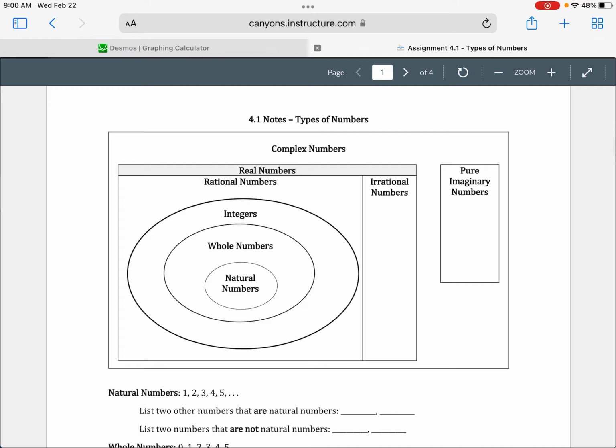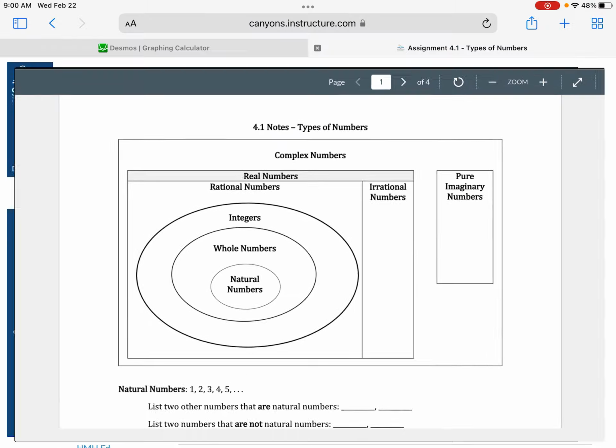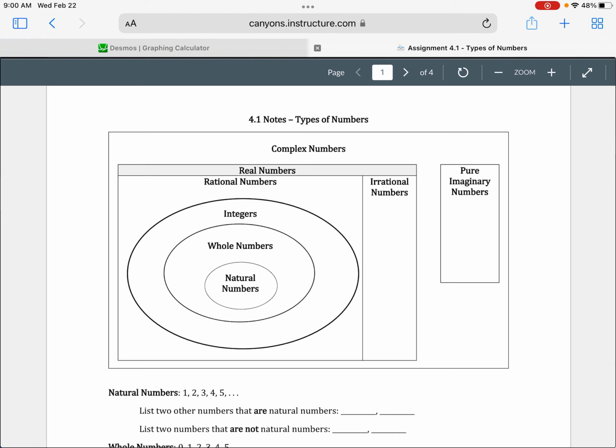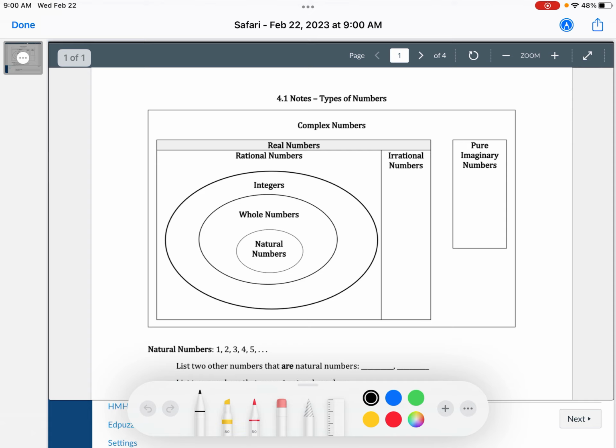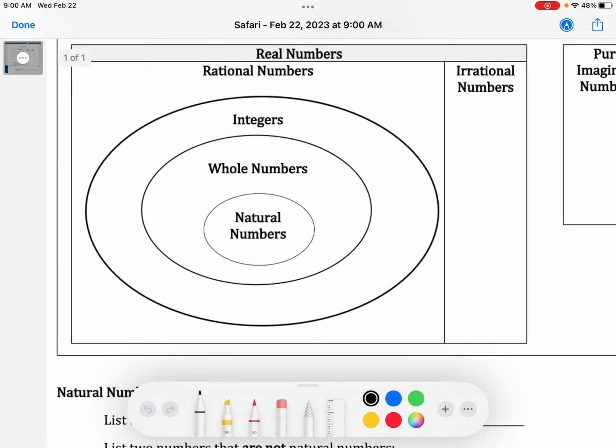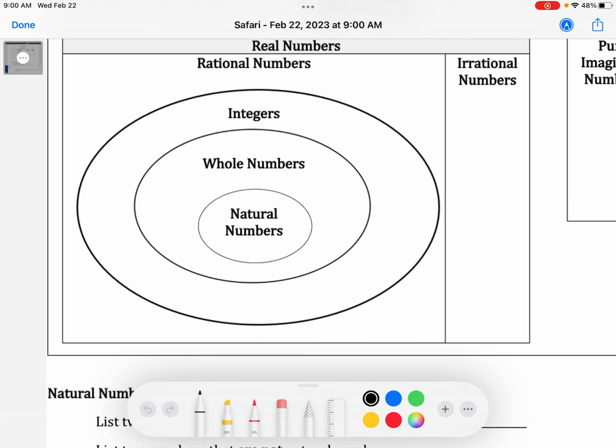So we're going to start in the innermost circle here and talk about natural numbers. Now, natural numbers, these are numbers that a caveman could understand. They're the most early numbers that were ever used or invented or thought about. For example, a caveman would understand 1 and 2 and 3, all the way up to as high as a caveman could count to.